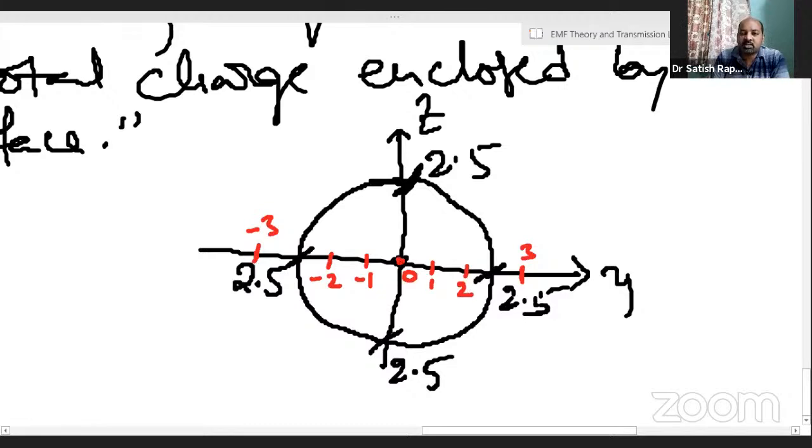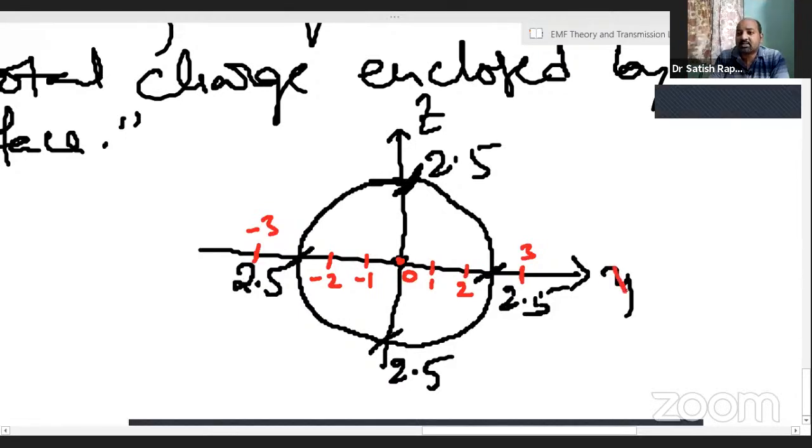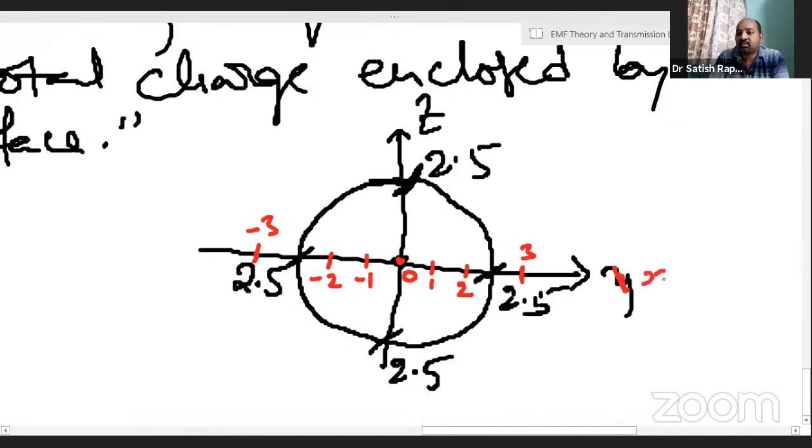So one charge is at 0, and another charge is at 1, and 2, right, on the x-axis. So let us say this is the x-axis for our convenience. Here, 5 charges were located inside the sphere, at x equal to 0, 1, 2, and minus 1, minus 2. 5 charges were located inside, and 2 charges were located outside, right?